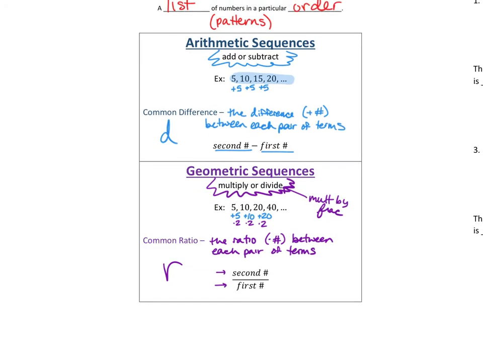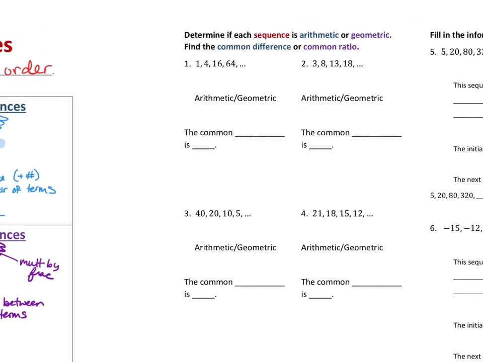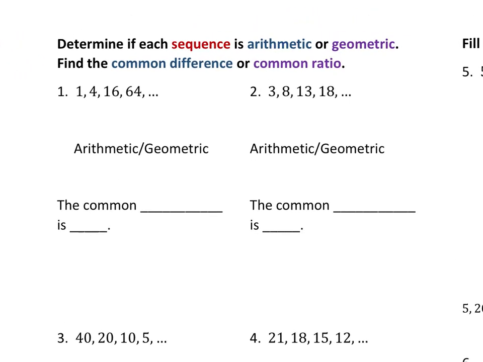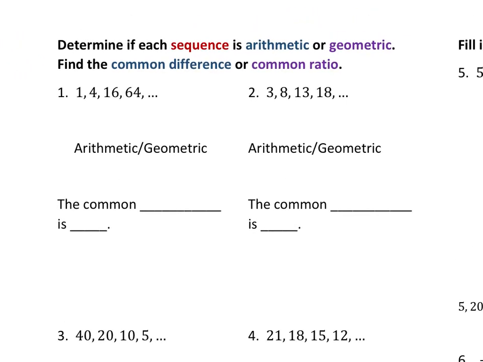But we need to be able to use these sequences to create more patterns of numbers. So we're going to do the first couple problems here. It says to first determine if the sequence is arithmetic or geometric, then find the common difference or common ratio. All right, well, let's look at number 1. We always want to start by trying to see what the difference is with adding or subtracting. That's usually easiest. From 1 to 4, we'd have to add 3. From 4 to 16, we'd have to add 12. And from 16 to 64, we'd have to add a lot. So it's definitely not arithmetic because those are not the same number in the pattern.